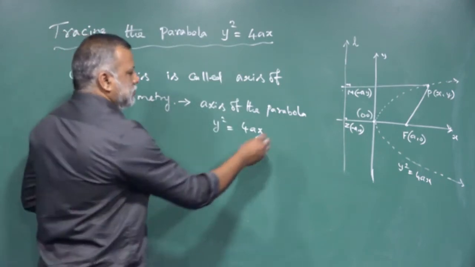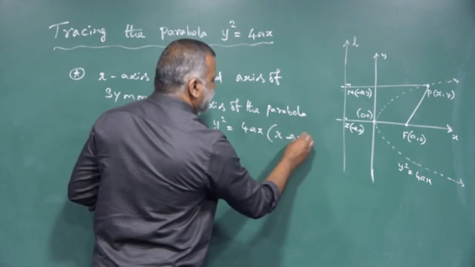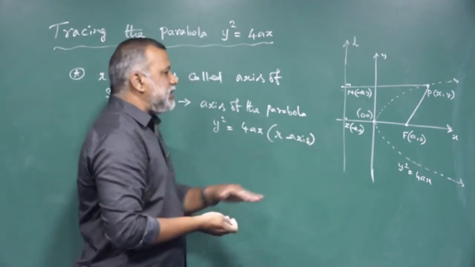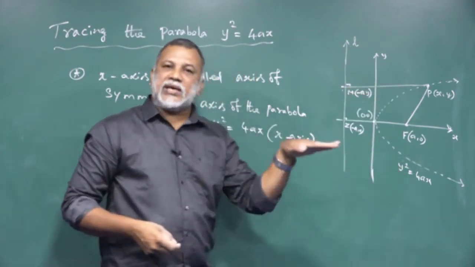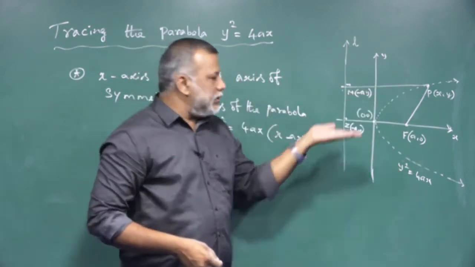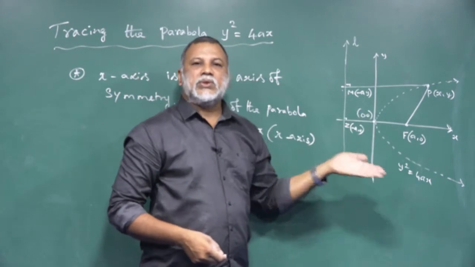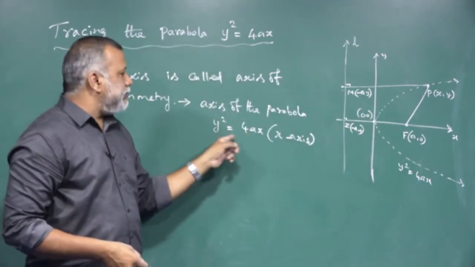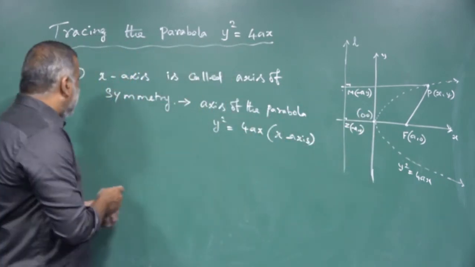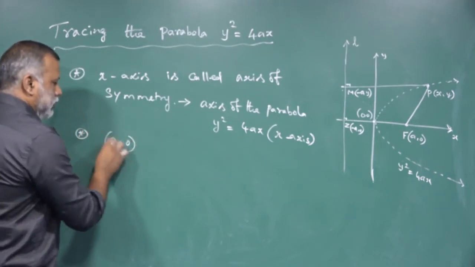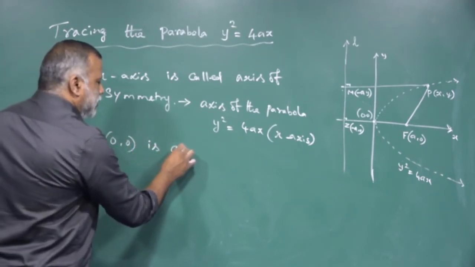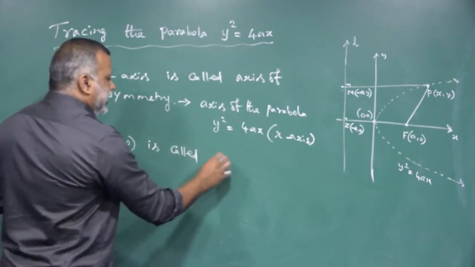So this is another concept. In which axis is the diagram symmetric? About the x-axis. So that is called the axis of the parabola. Another concept: (0, 0) is called the vertex.